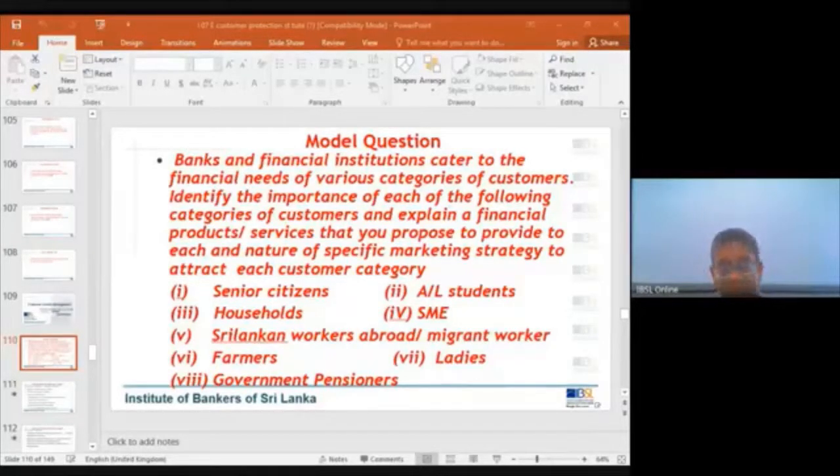Now let's look at another segment, another target group. We take ladies as an example. Why are ladies important to the banks? Because they are the major decision makers in the family. And also, in Sri Lanka, when you compare male and female, the female population is larger than the male population. So that's another reason.